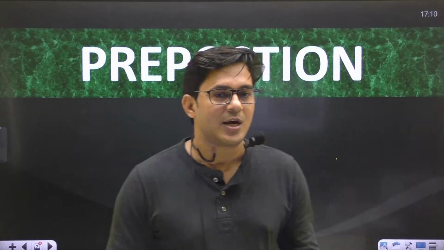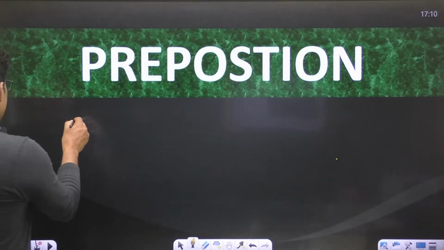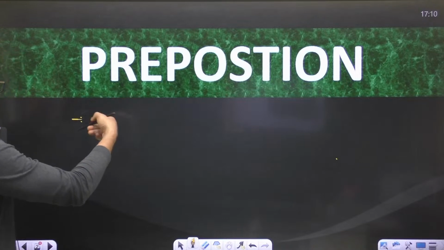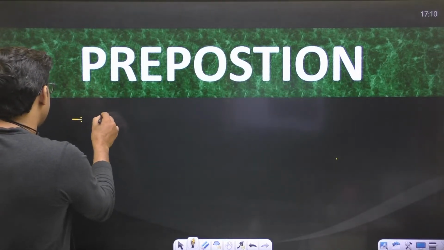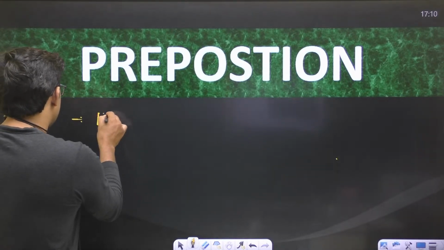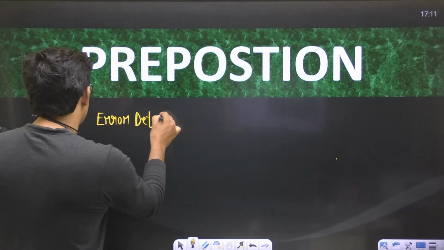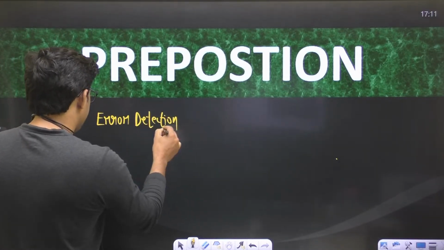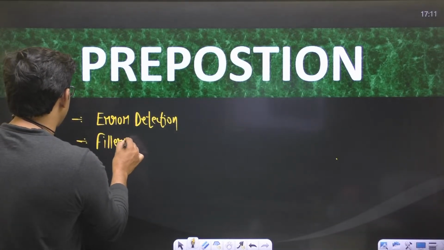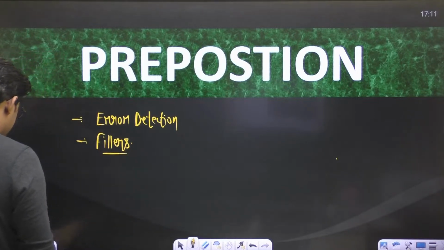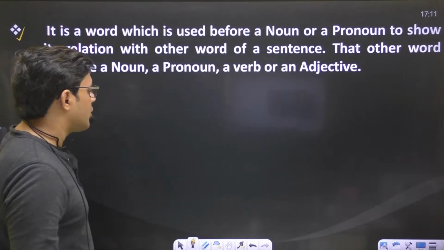So let us start the chapter preposition. In all segments, the examiner asks questions from this chapter, whether you are talking about error detection or fillers; in fillers also, questions from preposition are seen. Initially, we shall discuss the definition of preposition.